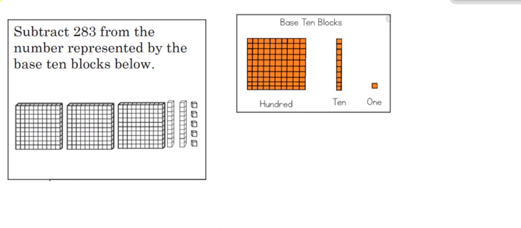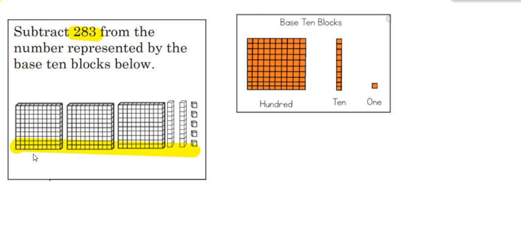For this problem, the first thing I need to do, I need to read the problem. And the problem says, subtract 283 from the number represented by base 10 blocks. These are the base 10 blocks right here. Now, we do not know what is the number represented in these base 10 blocks. In order for that to know, I am going to be using this chart that I have right here to determine the value of each of the base 10 blocks that I have here.